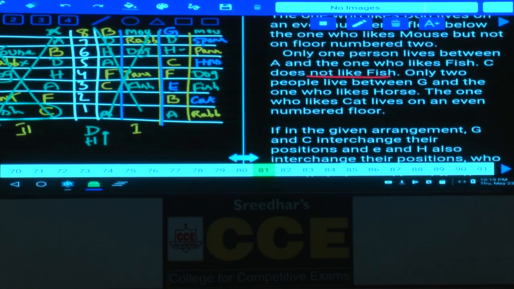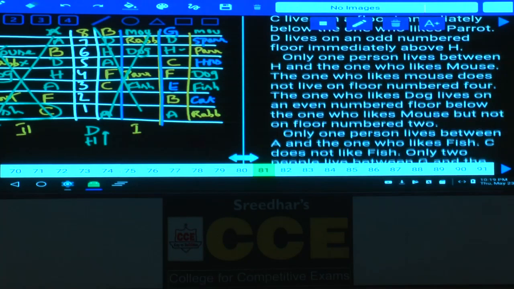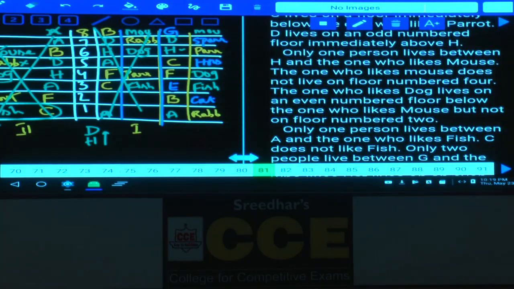If you observe here, we have drawn the diagram only once. At the same time, we have read the information only once. Rather than reading the same information 3 to 4 times, we have read the information only once, and the diagram should be written only once. And while you are practicing also, you should practice in the same pattern.